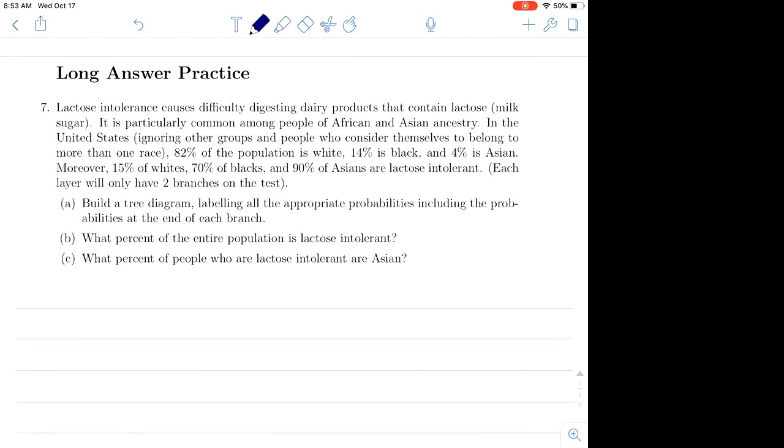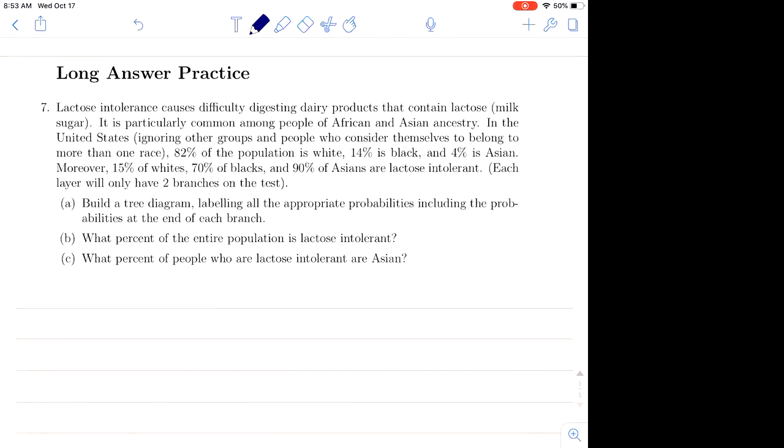So I just want to say, and I have put it in here even, right, that this one is a little bit more complicated than what I'm expecting to see on the test, right? But I just want to show you something big, and then the test will seem easy, hopefully. Right. So lactose intolerance causes difficulty. I think we all know what it is.